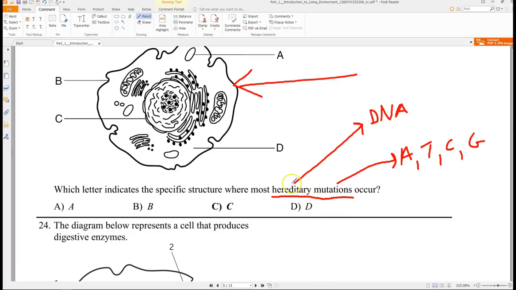So, where is DNA found? It's found in the nucleus. Which one's labeling the nucleus? C. So our answer is C.